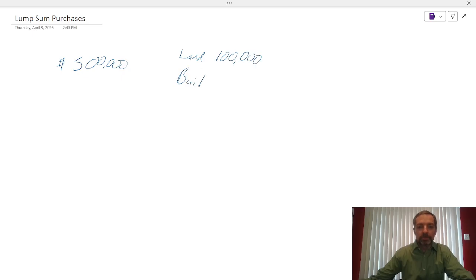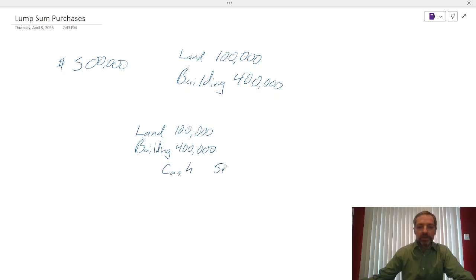And so if the appraiser said that, hey, we can go ahead and use those values in the journal entry. So we get someone else to say, yep, let's divide the 500,000 up between 100,000 and 400,000. So we would debit the land, 100,000, debit the building, 400,000, and then credit however we happen to pay for it. In this case, I'll just say we paid cash for this.